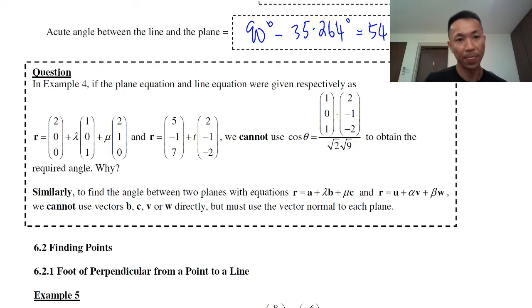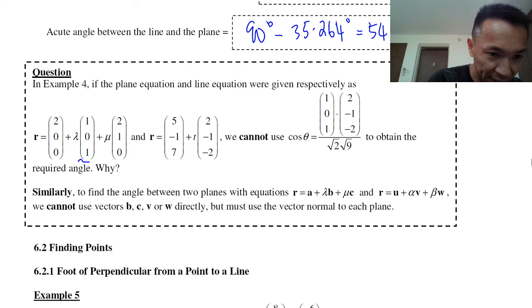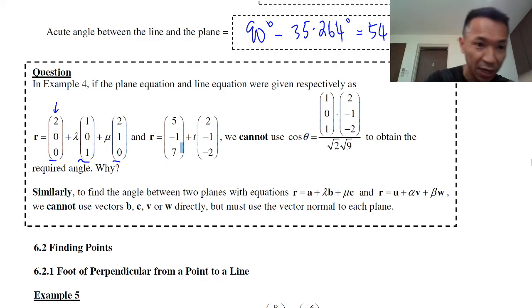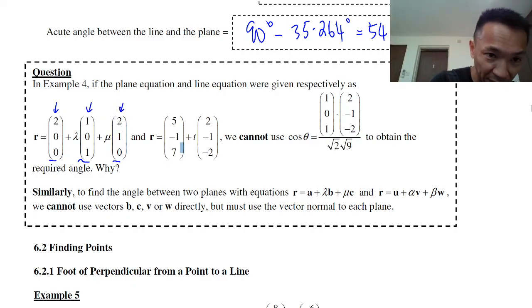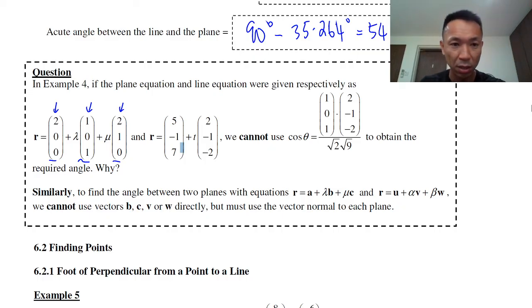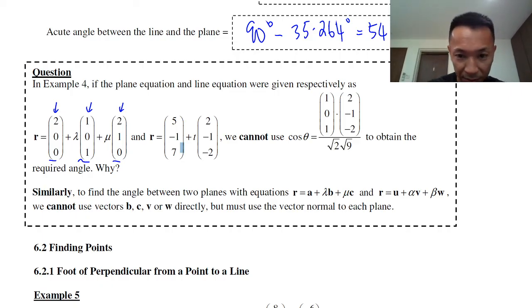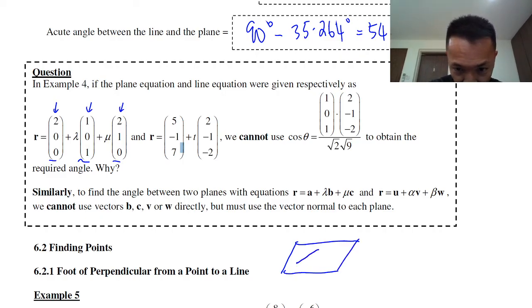You may wonder, if the plane equation is given as this, this is the position vector of one point. If you know your vector equation of a plane well enough, then this is a vector parallel to the plane, and this is another vector parallel to the plane. Then you may ask, why cannot I use them? Since I know this is the plane, I know this vector is parallel to the plane, and I know another vector parallel to the plane. So now, I take the line equation of this one.